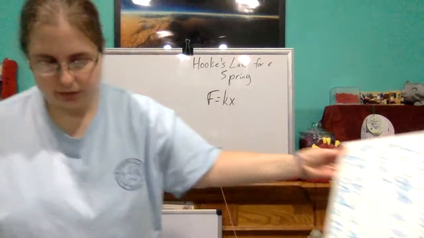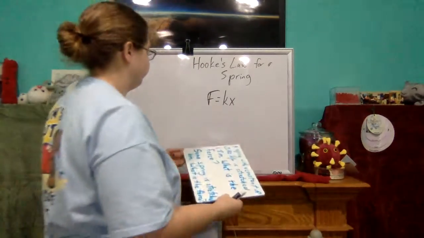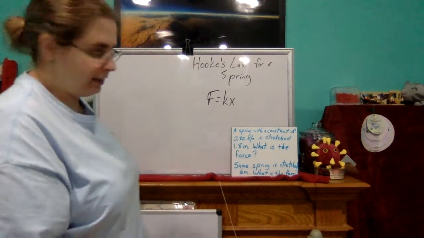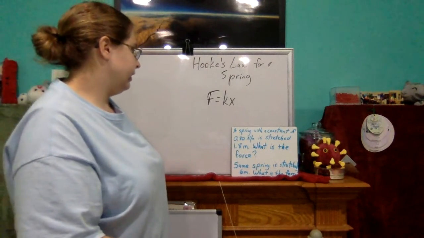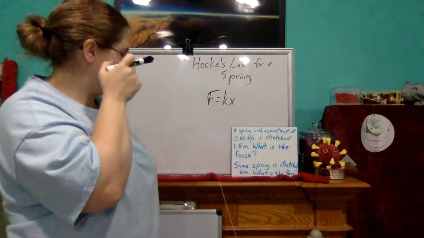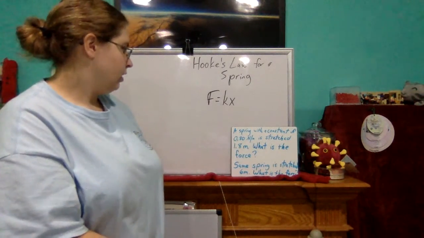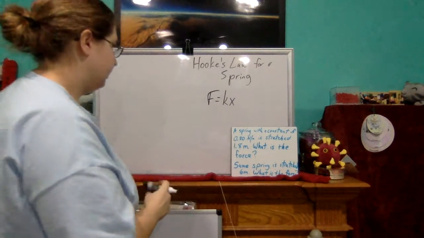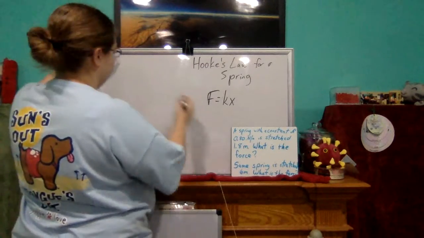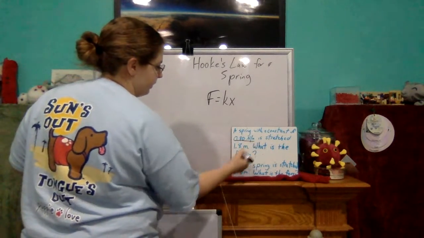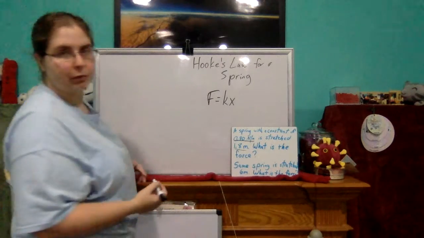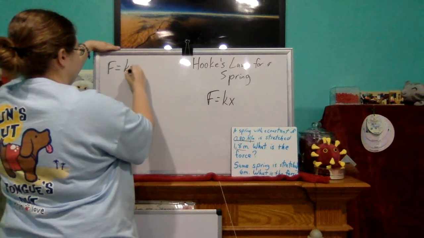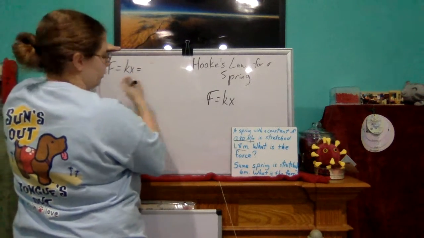We have a couple examples of this that we're going to look at. Here's my first one. We have a spring with a constant of 0.80 newtons per meter that is stretched 1.8 meters. What is the force? So what do we know? We know the spring constant and we know how far it was stretched. So F equals kx. We can just plug right on in.